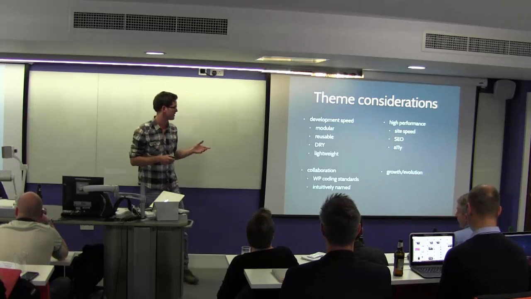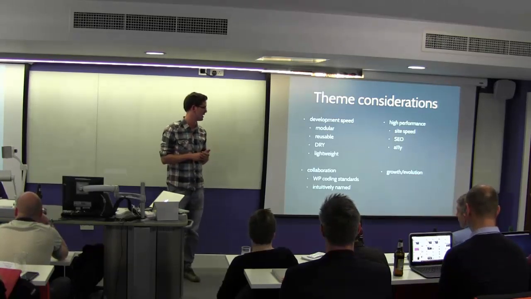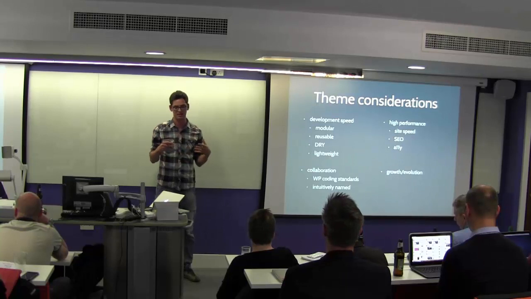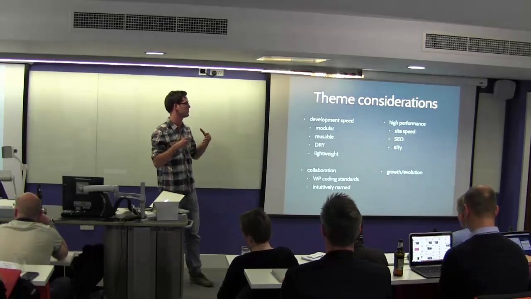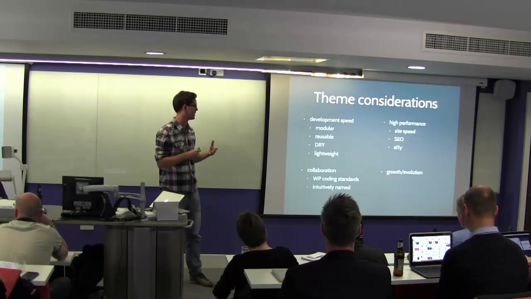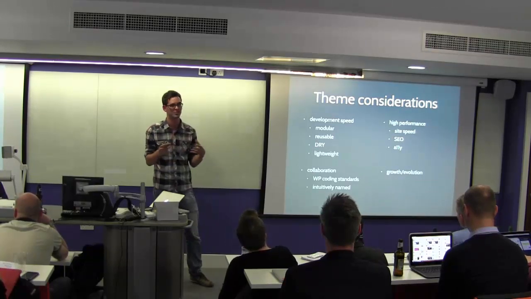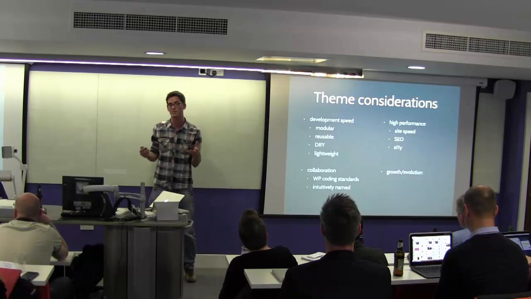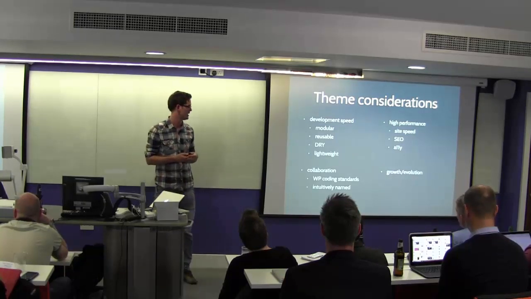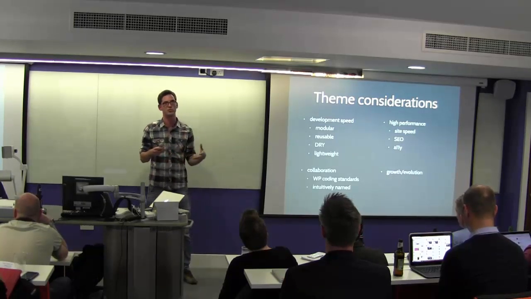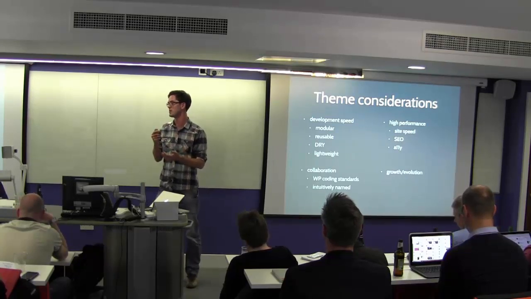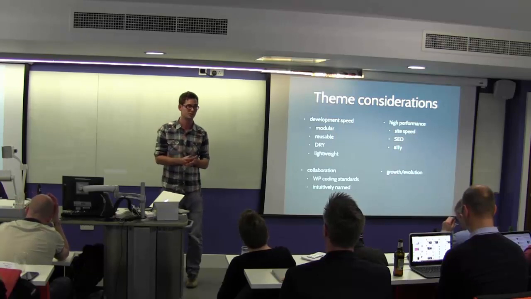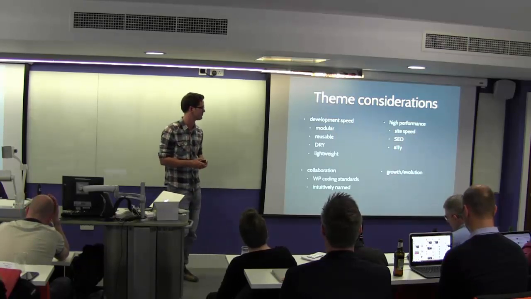A couple of other things to think about are collaboration. By standardizing a theme structure, you can start to collaborate more easily by using things like set coding standards. It makes sense to use the WordPress coding standards. And also things like keeping things intuitively named. So I'm talking about directory names, file names, function names, variable names, all things like that.